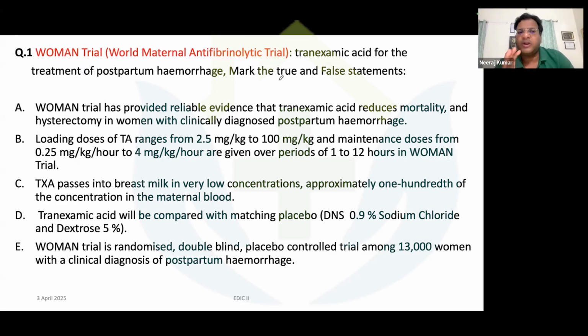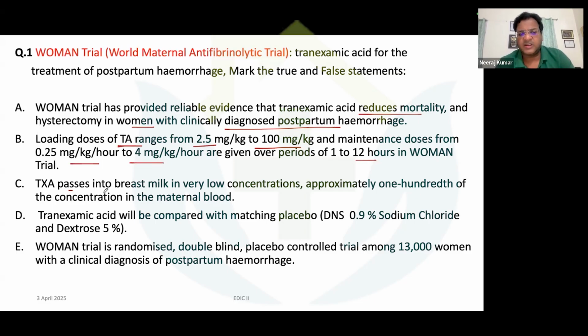The first option is that the WOMAN trial has provided reliable evidence that tranexamic acid reduces mortality and hysterectomy in women with clinically diagnosed PPH. Second, they targeted a tranexamic acid dose range, meaning a loading dose of 2.5 to 100 milligram per kg body weight and a maintenance dose of 0.25 milligram per kg per hour to 4 milligram per kg per hour, to be given over a period of 1 to 12 hours.